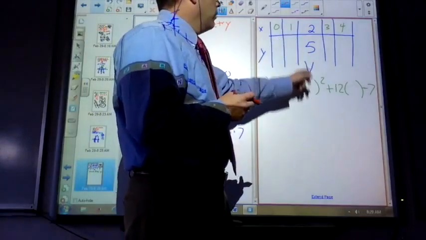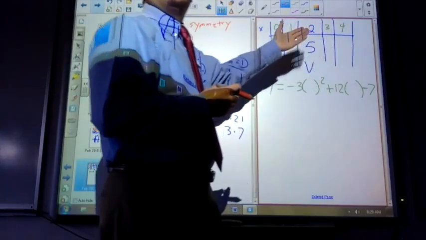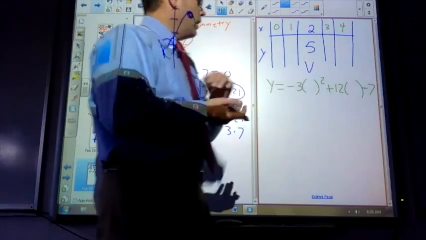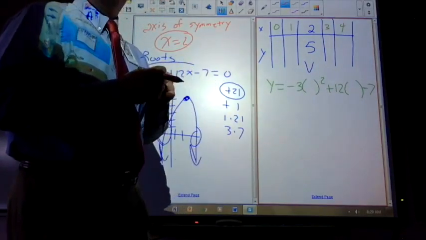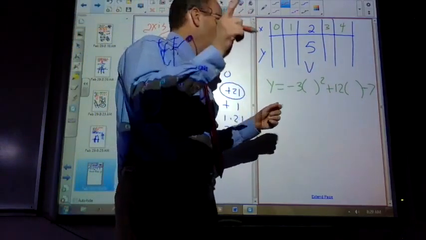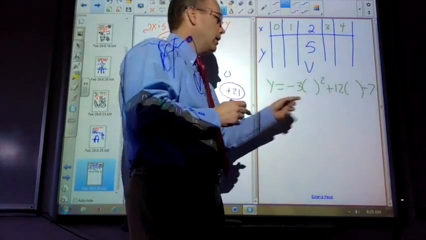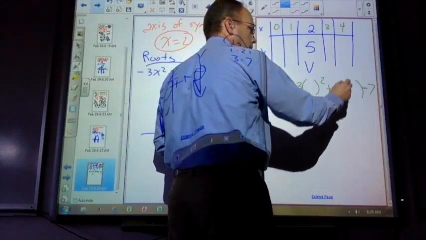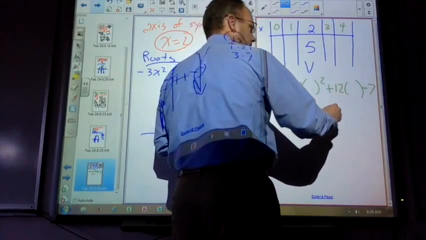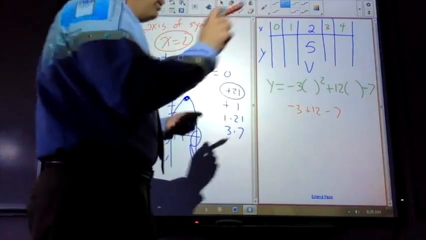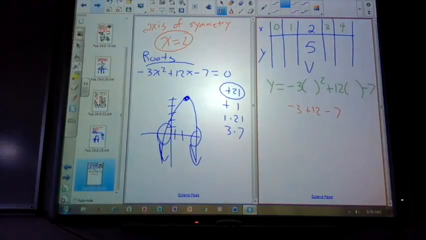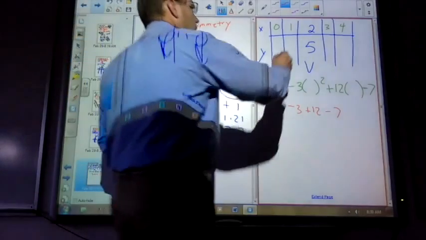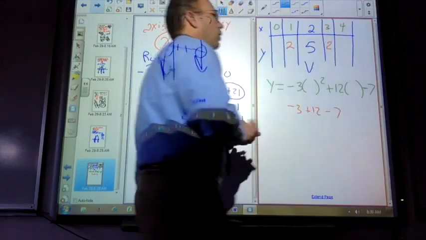Let's plug 1 in. 1 and 3 will give us the same answer, but 1 seems easier. 1 squared is? 1. Negative 3 times 1? Negative 3. 12 times 1? 12. Minus 7. Negative 3 plus 12 is 9. 9 minus 7 is? 2. This gives me a 2. This also gives me a 2.